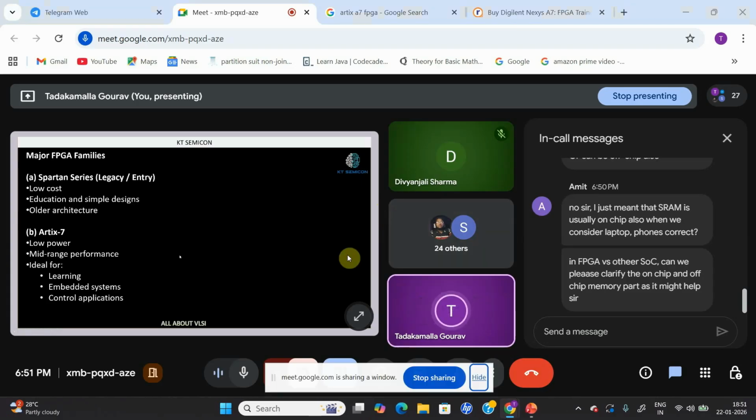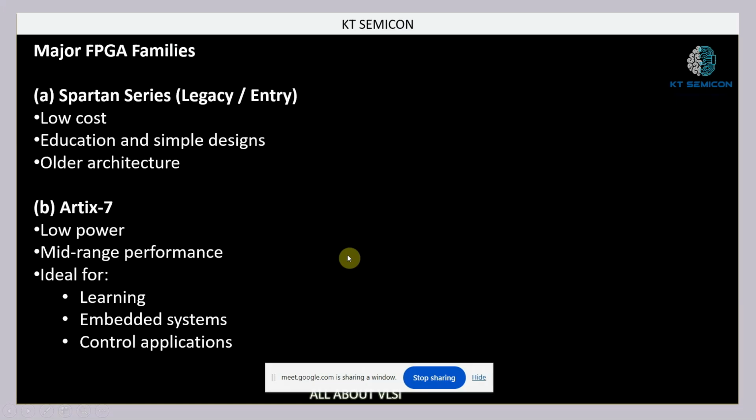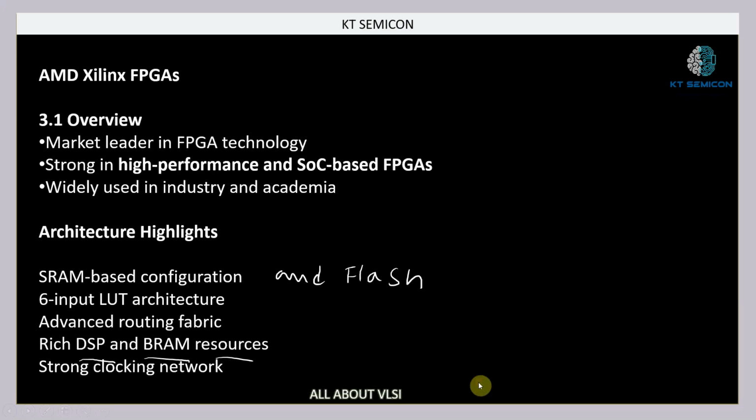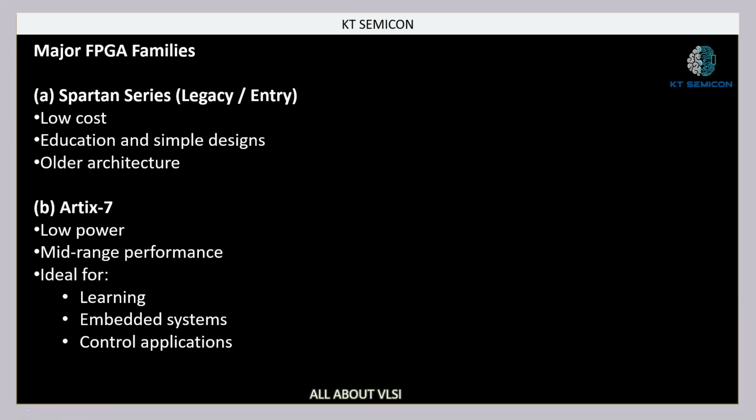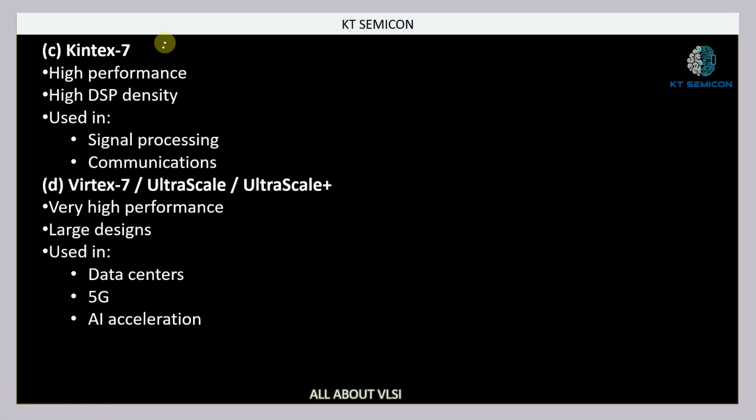Yeah. So I was talking about these Xilinx based FPGAs, where we have major families like the Spartan series. Okay, so Spartan is also a part of Xilinx, and the Artix series. Just now we have seen one picture, right? So that is Artix, and we have also Kintex.